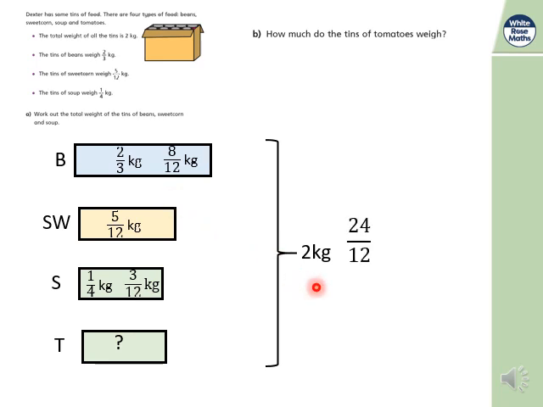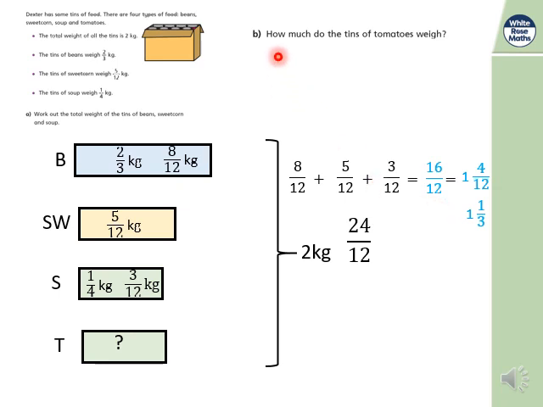We could have also seen 2 kilograms is the same as 24/12, and that would have been our total to aim for. So if we did that calculation by doing 8/12 add 5/12 add 3/12 equals 16/12, which is the same as 1 whole and 4/12, or the same as 1 whole and 1/3. So to answer the first question, work out the total weight of the tins of beans, sweet corn and soup, we've done that. We converted the denominators, then we added them together to get 1 whole and 1/3, or 16/12.